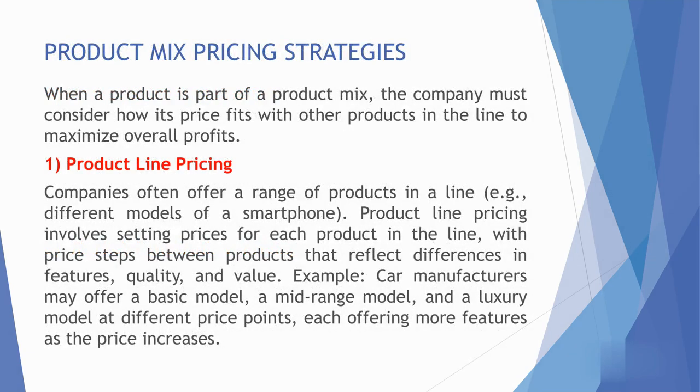Product mix pricing strategies. When a product is part of a product mix, the company must consider how its price fits with other products in the line to maximize overall profits. 1. Product line pricing. Companies often offer a range of products in a line, e.g., different models of a smartphone. Product line pricing involves setting prices for each product in the line, with price steps between products that reflect differences in features, quality, and value.